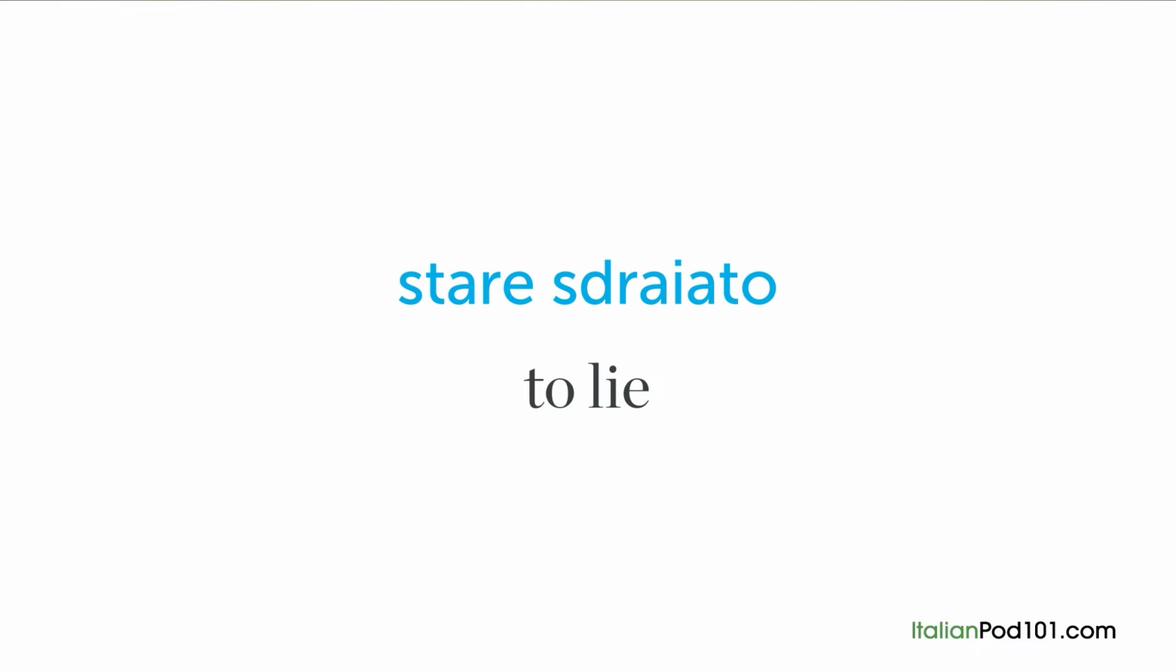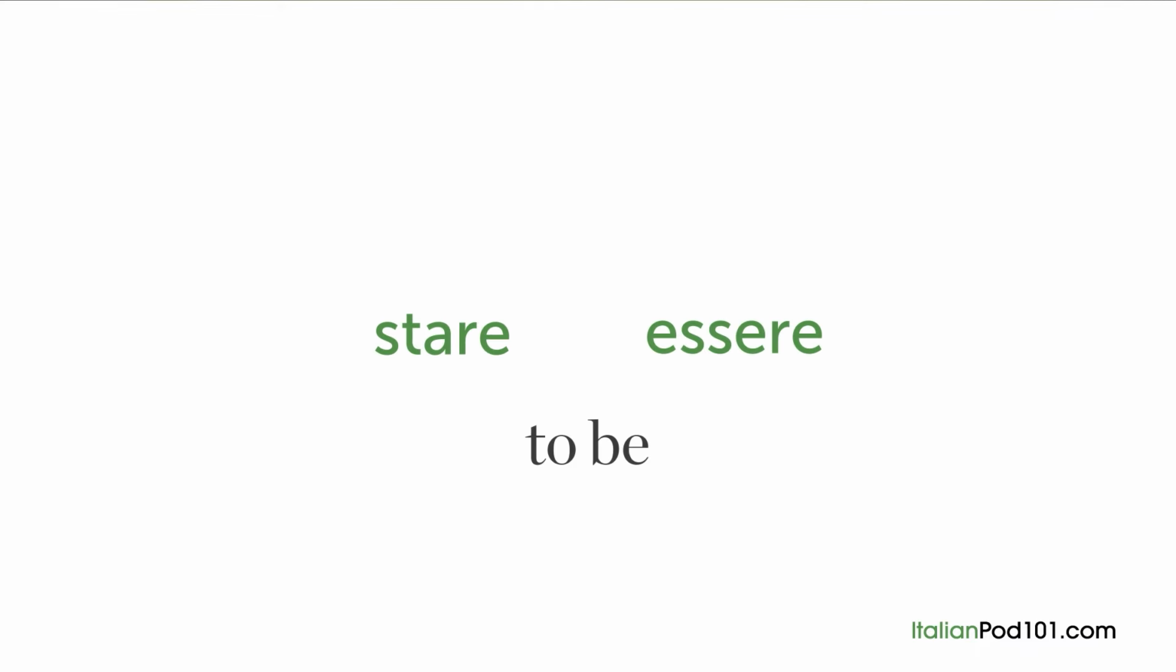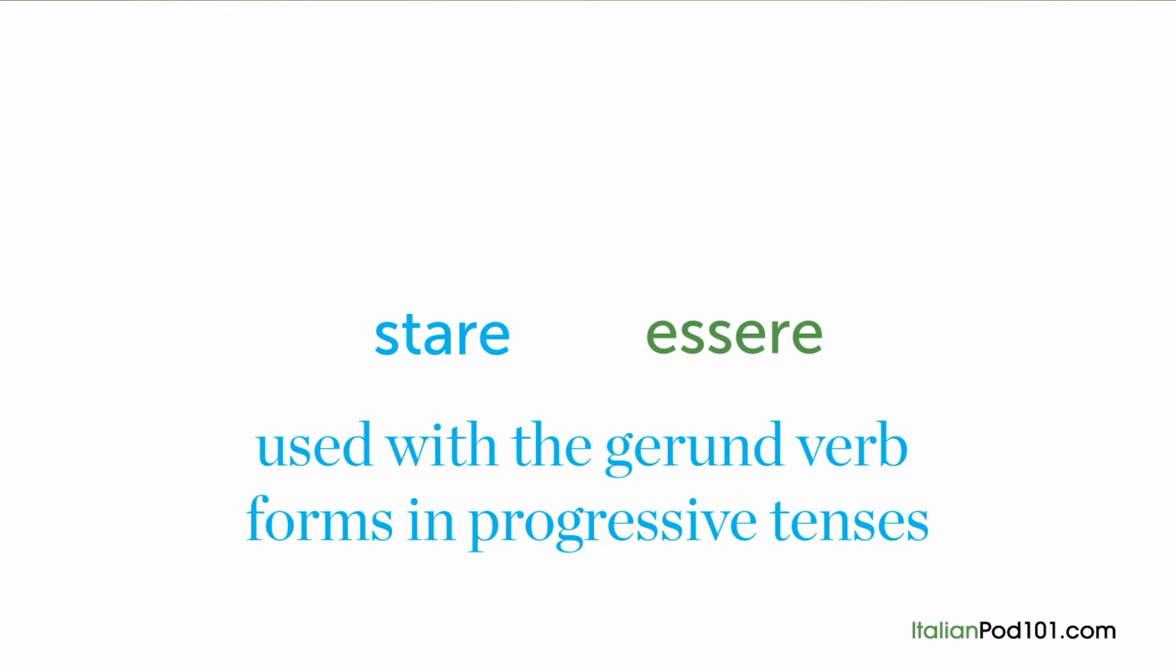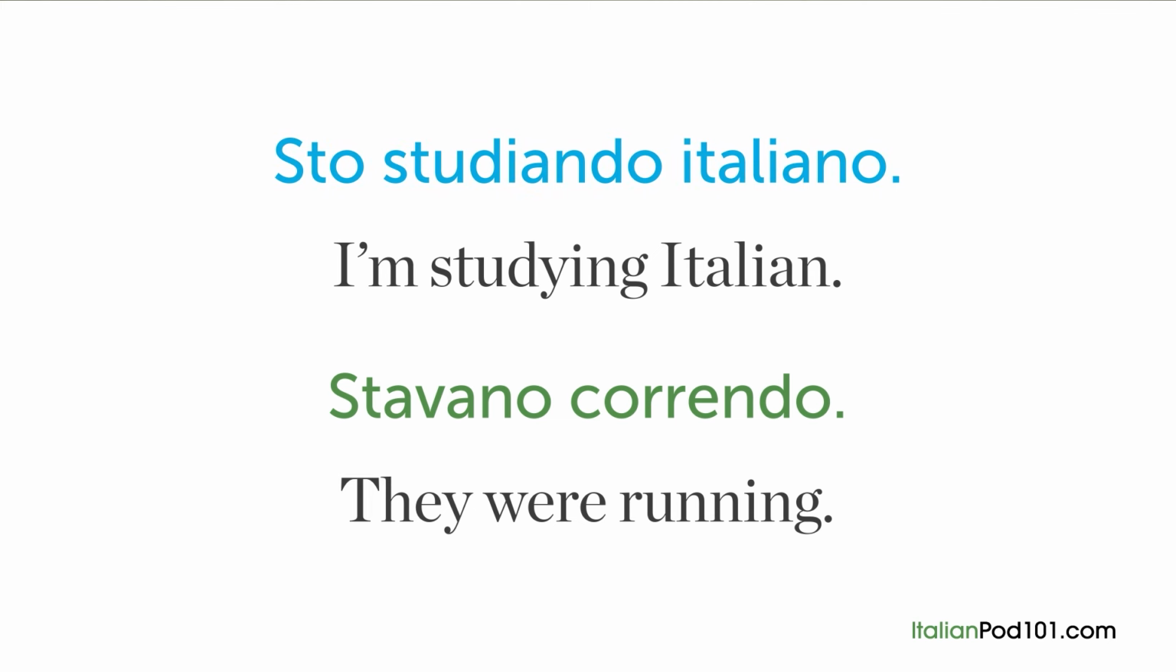To lie, stare sdraiato. Also, a lot of idiomatic expressions use stare instead of essere. For example, stai zitto, be quiet, stai fermo, be still, stai attento, be careful. Stare is also used with the gerund verb forms in progressive tenses. For example, sto studiando italiano means I'm studying Italian, or stavano correndo, meaning they were running.